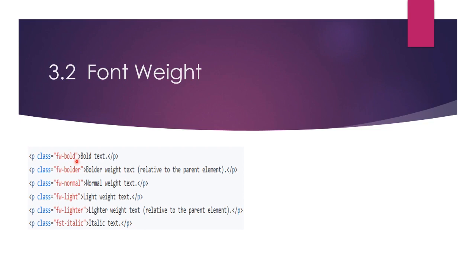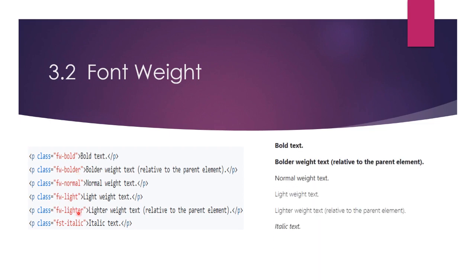So you have to give it the class of FW-bold for a bold text. If you want it to be much bolder, you do FW dash bolder. If you want it to be lighter, you do FW dash light or lighter. Now, this is a manner in which these texts are going to appear. So it's much cooler. You don't need to go to CSS and open an extra style sheet for this. You just have to give it as a class.